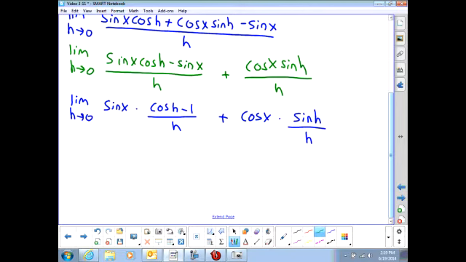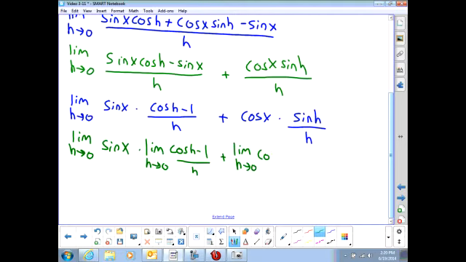Because what we'll do is now use our limit laws so that we can write each of these as their own limit. So the limit as h approaches 0 of sine x times the limit as h approaches 0 of cos h minus 1 over h, plus the limit as h approaches 0 of cos x times the limit as h approaches 0 of sine h over h. And our rules from Unit 2 are what allow us to do that.